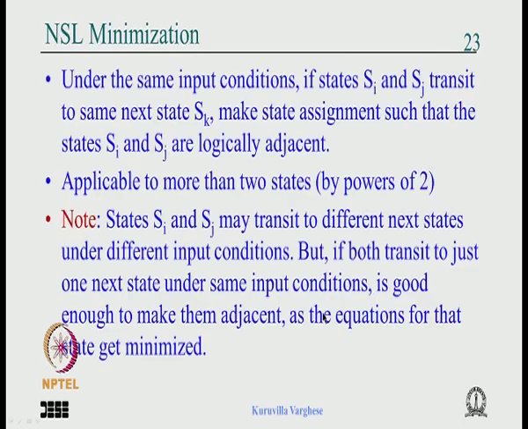Okay, that is what I have written here: states Si and Sj may transit to different next states under different conditions, but if both transit to just one common next state, it is good enough to make them adjacent. Si and Sj may go to different next states like Sk, Sl and so on, but even for one Sk, if we can make them adjacent, it is useful.